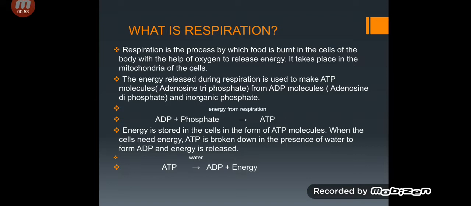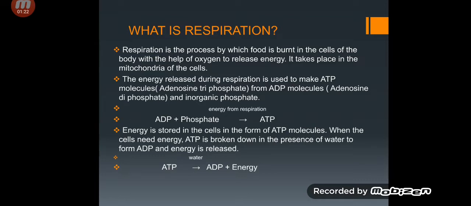The energy released during respiration is used to make ATP molecules. The full form of ATP is adenosine triphosphate. It is made from ADP molecules, adenosine diphosphate, and inorganic phosphate. You can see in the chemical reaction that ADP plus inorganic phosphate, when combined, form ATP.